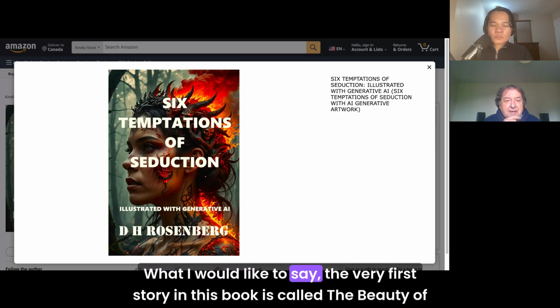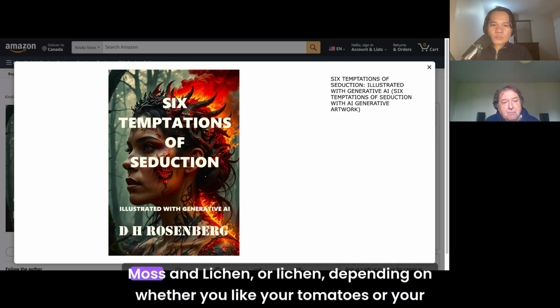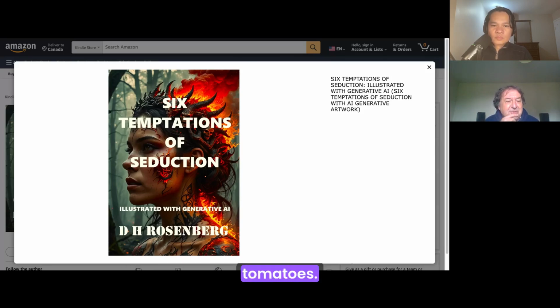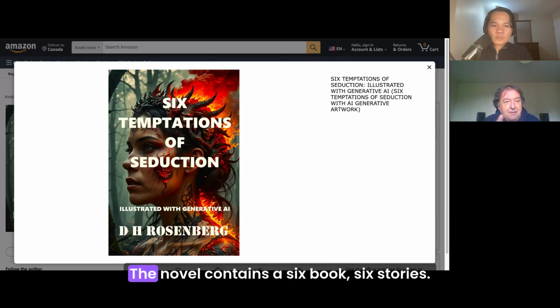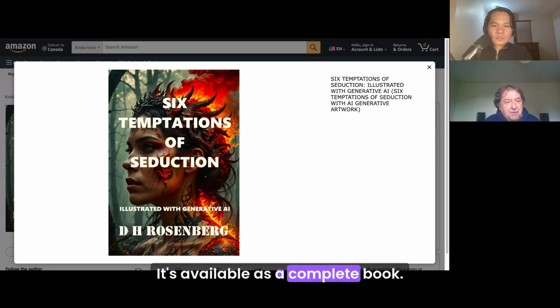What I would like to say is that the very first story in this book is called The Beauty of Moss and Lichen, or lichen, depending on whether you like your tomatoes or your tomatoes. This is currently free to buy today. The novel contains six stories, and it's available as a complete book.